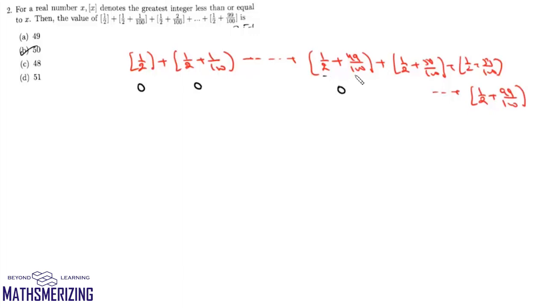This is 0.5 plus 0.49, so it will be 0.99. Now this is 1 by 2 plus 1 by 2, which is 1. So hereafter, the value of each term is 1. Now how many terms are there? From 50 to 99, there are 50 terms. So the value of this expression will be 50, and that's your option number B.